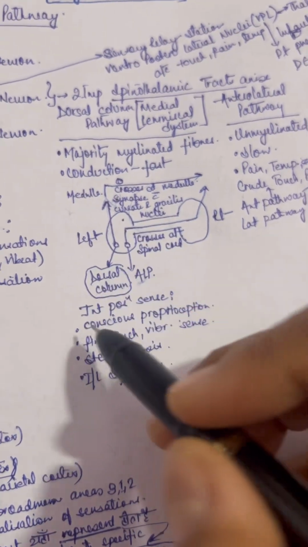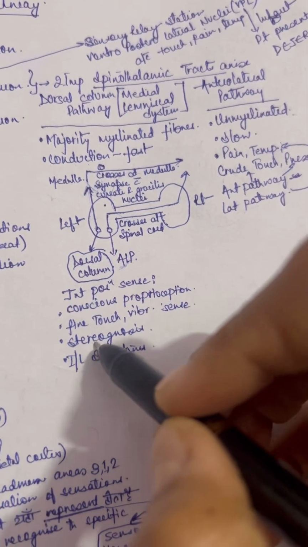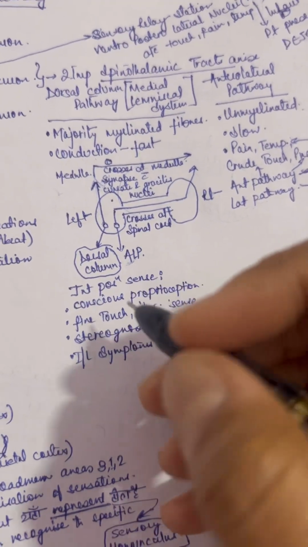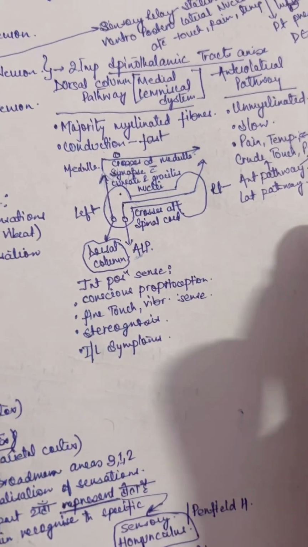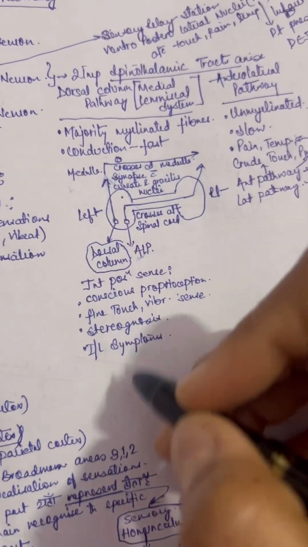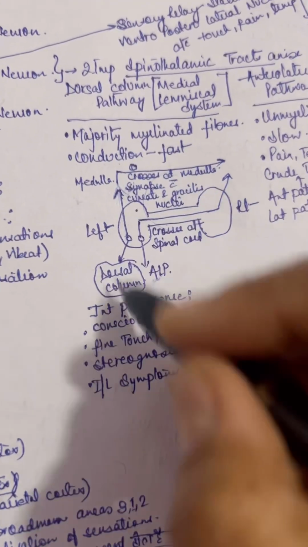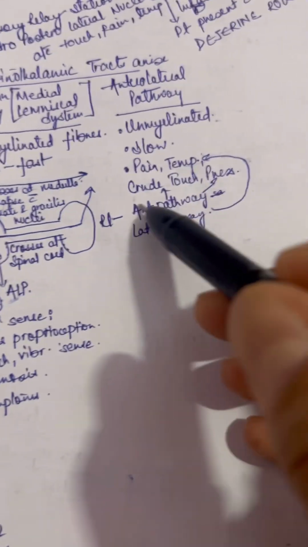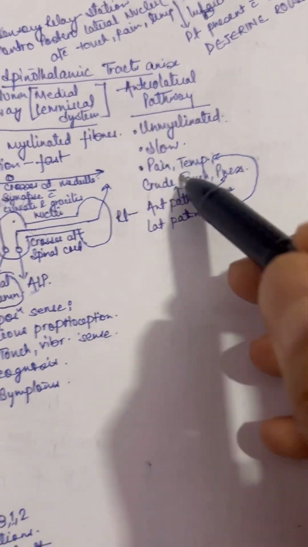What does the dorsal column carry? Joint position sense, conscious proprioception, fine touch, vibrations. This is what is stereognosis. You recognize any object by touching it with eyes closed, that is stereognosis. And here it is ipsilateral symptoms. You can just remember everything from the diagram. And here the anterior pathway is for crude touch and pressure, the lateral is for pain and temperature.